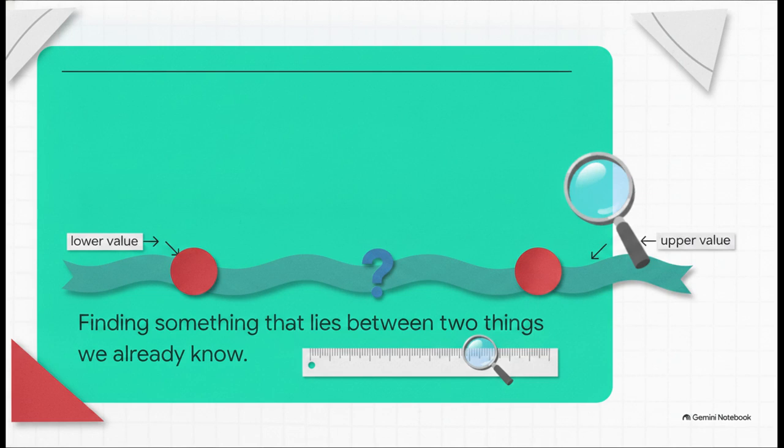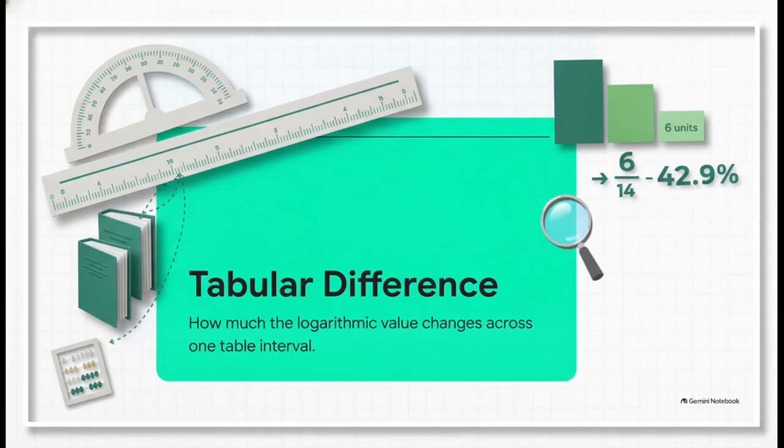I know, it sounds like a big academic word, but simply put, interpolation is just finding something that lies between two things we already know. We know for sure our target angle is somewhere on the line between our two known table values. The table gives us the boundaries, but we have to estimate exactly where that unknown angle lives. We basically start at the lower value and figure out exactly how far up the line we need to travel. And to measure that distance, we need the tabular difference. This is just the total gap between our two known table entries.